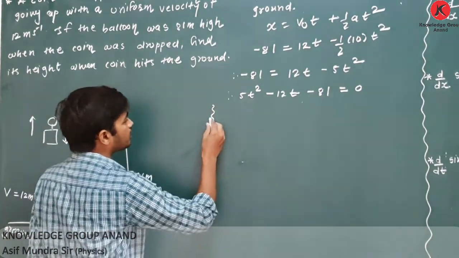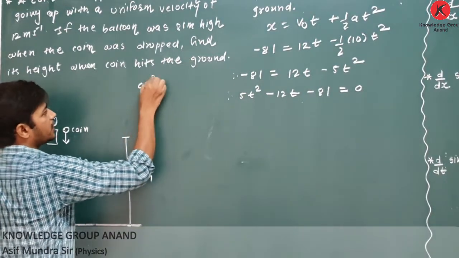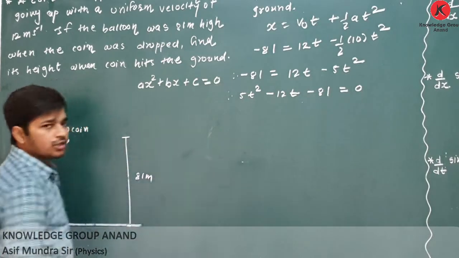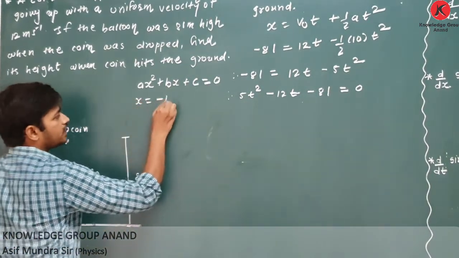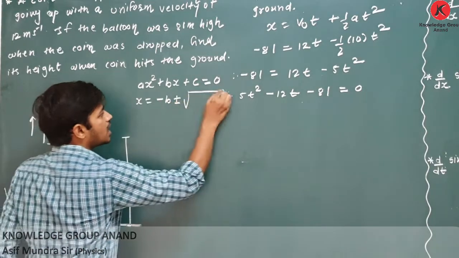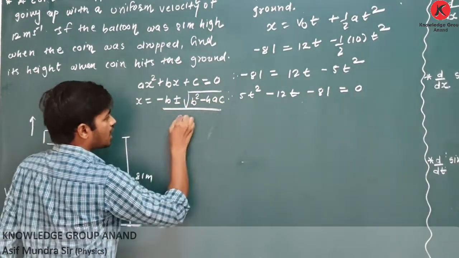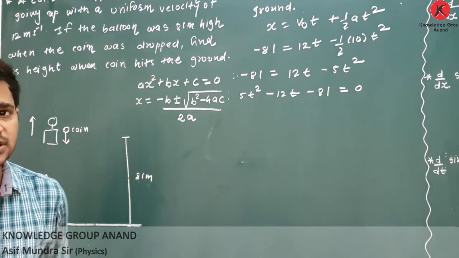If you know this equation, the quadratic equation ax square plus bx plus c is equal to 0, then what is its solution? x is equal to minus b plus or minus under root b square minus 4ac upon 2a. Yes, you know this equation.